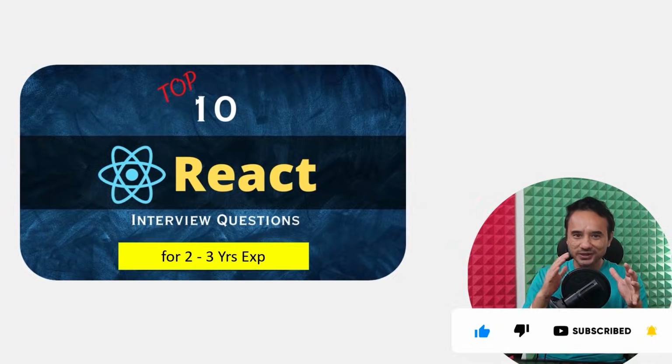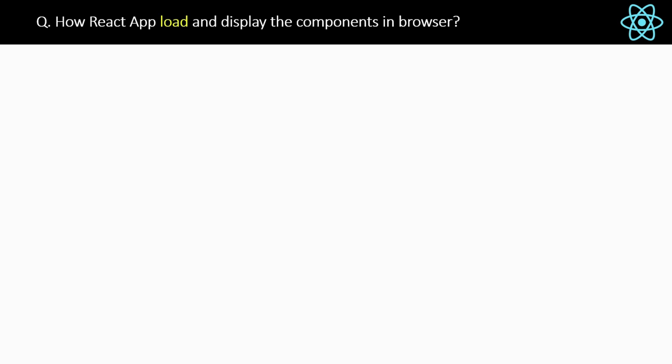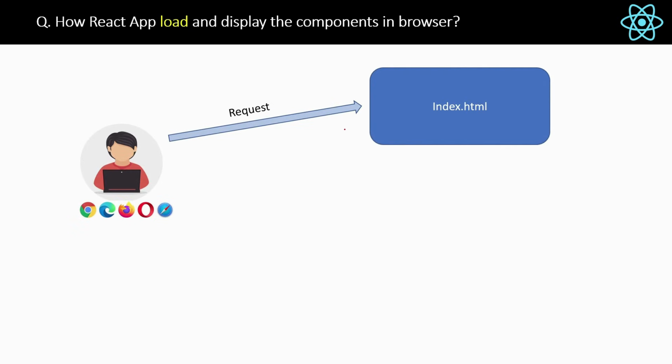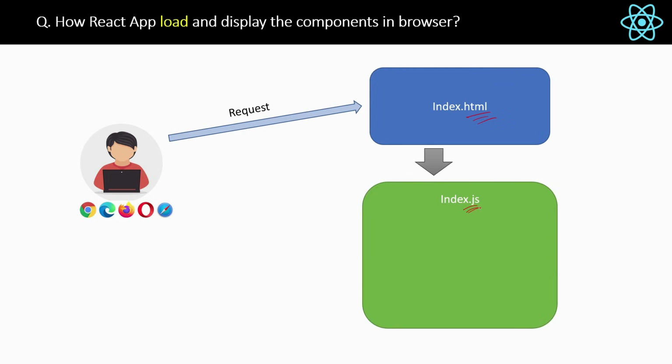Now let's start with the first question. How does a React app load and display the components in the browser? So this is like the summary of all the things which we have already discussed. First, the user hits the browser and a request is sent to the index.html page. Then with the help of the React libraries, the index.js JavaScript file is loaded in the browser.